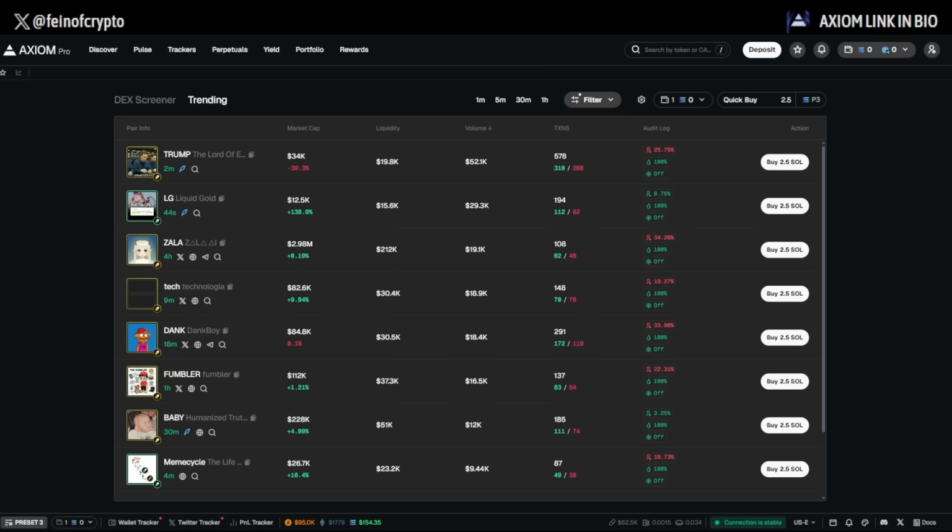In today's video, I'm going to be showing two different ways that you can be spotting high volume coins with momentum, and the filters you'll need to make sure that your platform Axiom is set up properly.